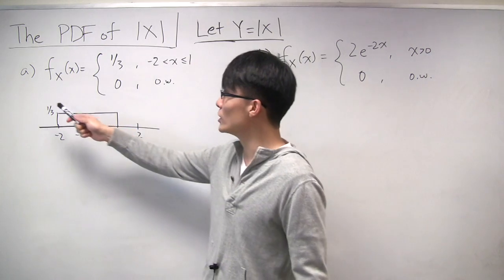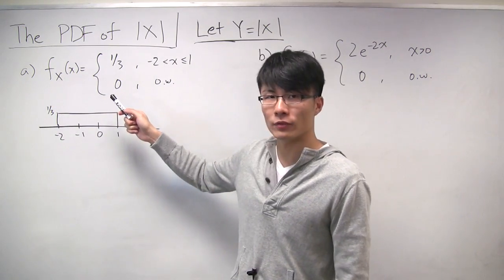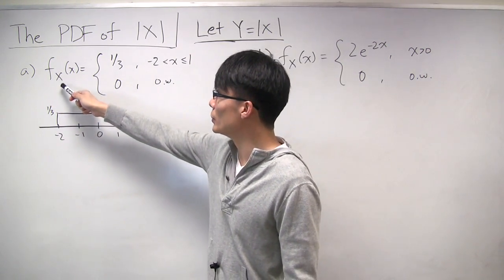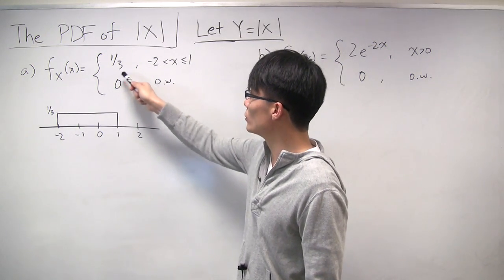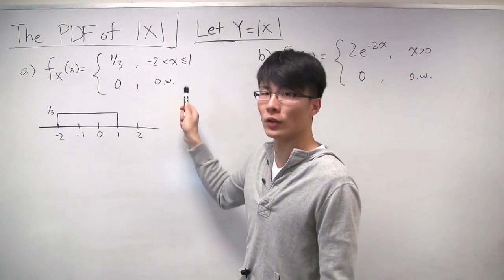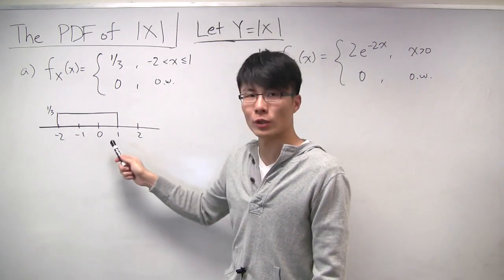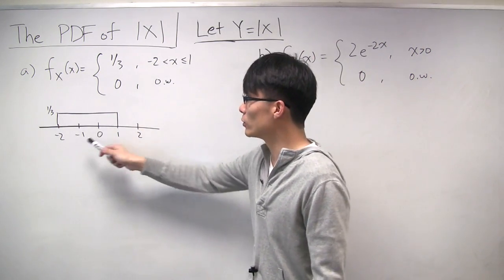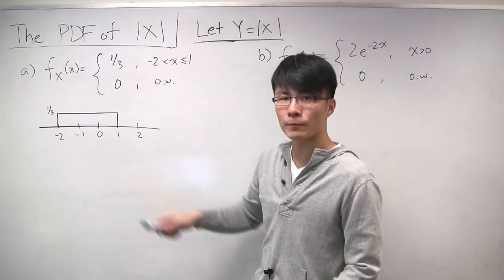The first example that we deal with in part A is this PDF for x. So we're told that the PDF of x is 1/3 between -2 and 1, and it's 0 otherwise. And here's a picture of what it looks like. It's just a rectangle from -2 to 1.